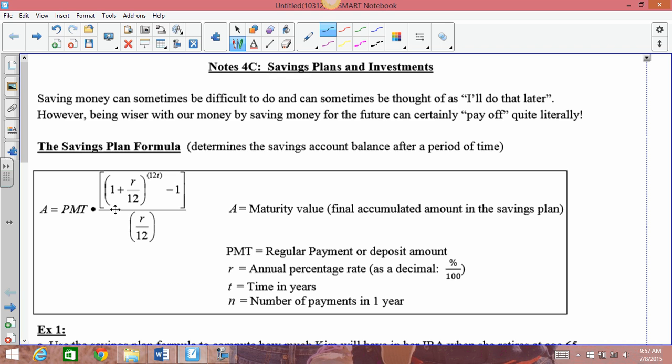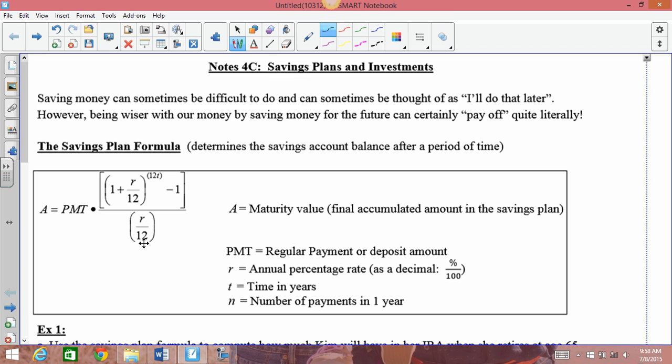So let's start here with that savings plan formula. You can see the formula here on the top of the notes, and this is exactly how I have it written on the formula sheet. You will notice though in your book they have R over N in both cases. I went ahead and put in 12 because we'll always assume that we're going to make our payments every month. So that's the reason why I went ahead and put 12 in.